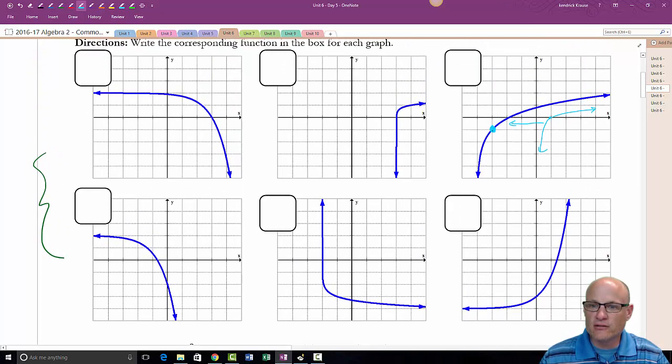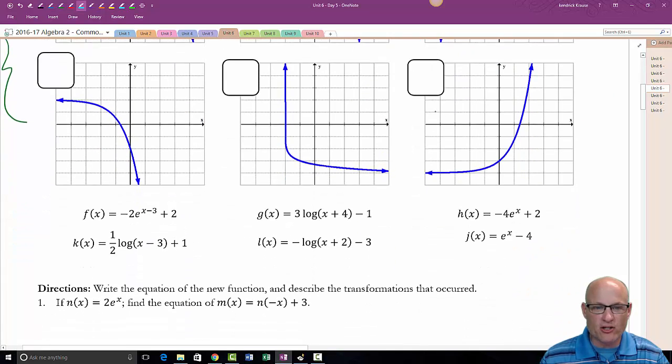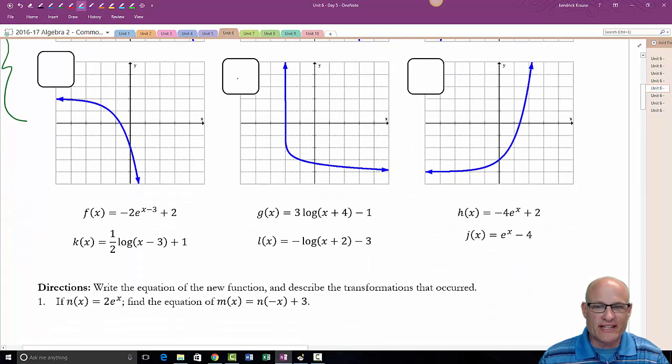Let's see. I guess this could be g of x. Let's go with that. Plus 4 minus 1, g of x. And then this one here, I don't know. Let's see. This one here looks like a normal exponential decay question. So let's see if we can find an exponential decay question. Now, remember, normal exponential decay questions go through this point and have like a 1/2 or a 3/4 or something between 0 and 1 as its leading coefficient.